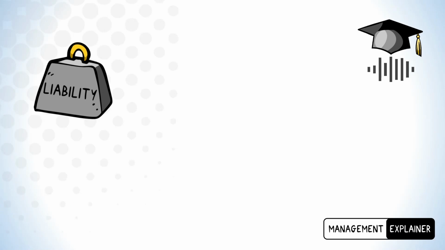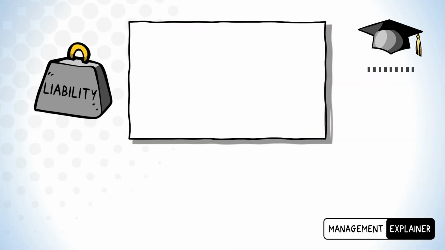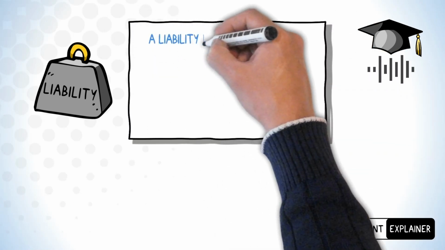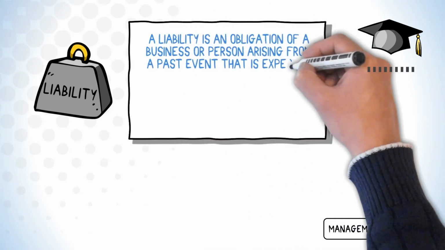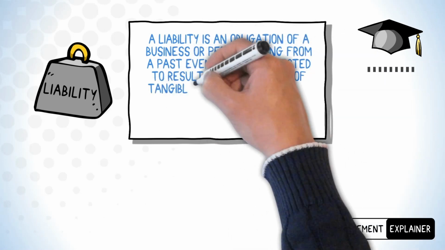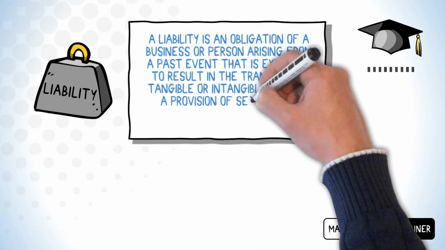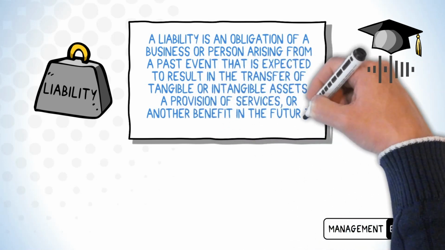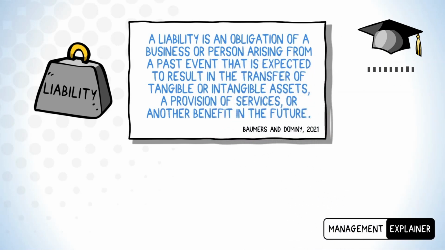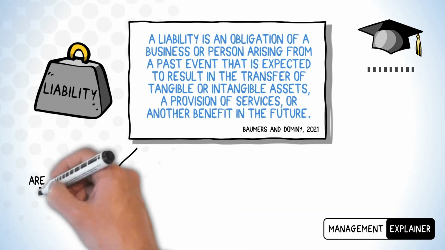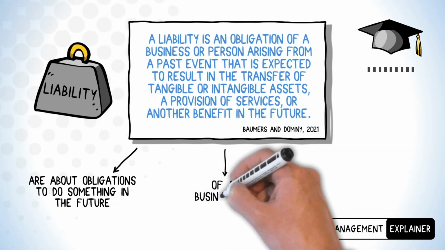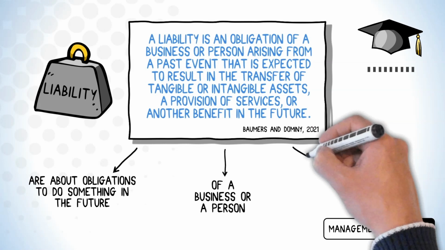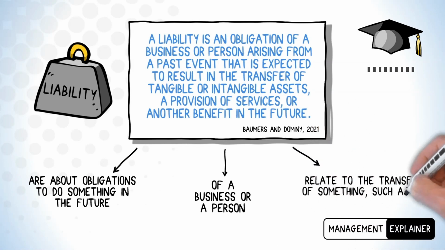Okay, now that we've talked about assets, let's talk about liabilities next. Here's a useful managerial definition of liabilities. A liability is an obligation of a business or person arising from a past event that is expected to result in the transfer of tangible or intangible assets, a provision of services, or another benefit in the future. So like before, liabilities are about obligations to do something in the future. Again, the obligation may be of a business or a person, and this will relate to the transfer of something, such as an asset or something else.